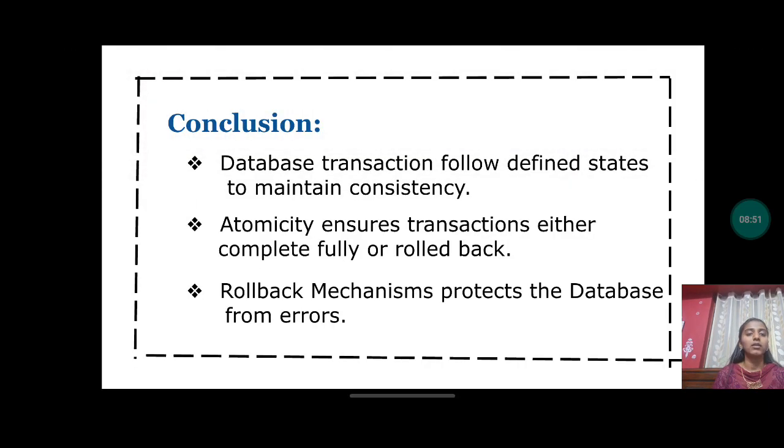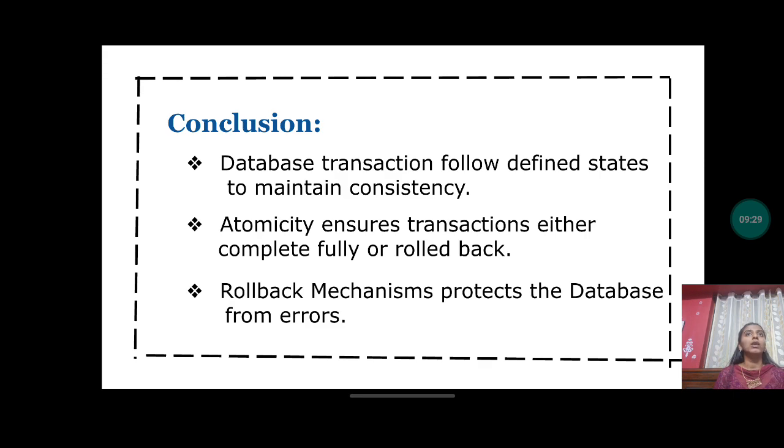And my conclusion is, from this question and topic, I have learned that database transactions follow defined states to maintain consistency. Atomicity ensures transactions either complete fully or roll back. The rollback mechanism protects the database from errors. I concluded that the first point refers to database transactions following defined states to maintain consistency.